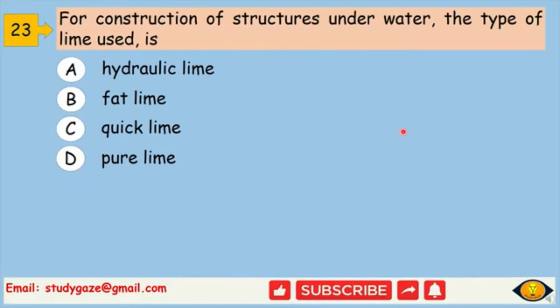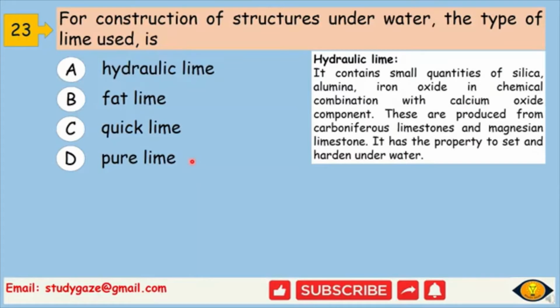23. For construction of structures underwater, the type of lime used is hydraulic lime, fat lime, quick lime, pure lime. The answer is A, hydraulic lime. Hydraulic lime contains small quantity of silica, alumina, iron oxide in chemical combination with calcium oxide component. They are produced from carboniferous limestones and magnesium limestone. It has the property to set and harden under water.